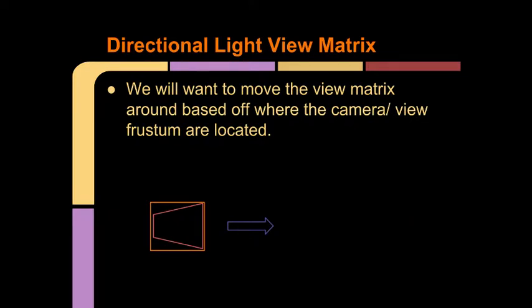A projection matrix just defines the size of the viewable area, not its translation. The translation is controlled by the view matrix. So, we will need to base the view matrix translation off of our camera's frustum.